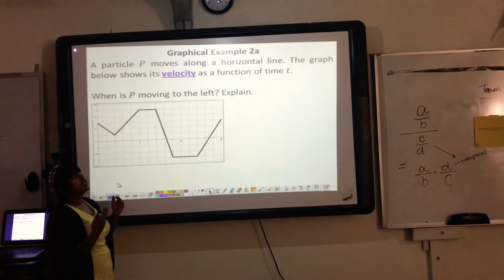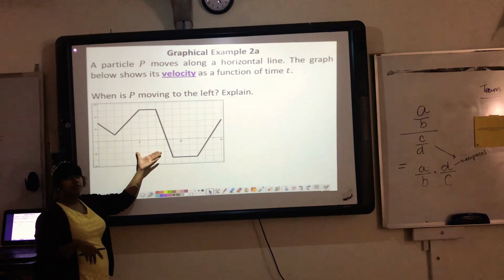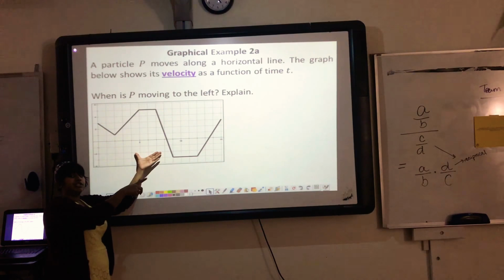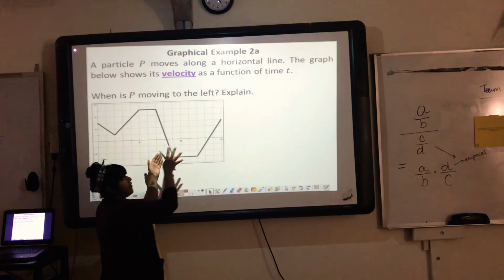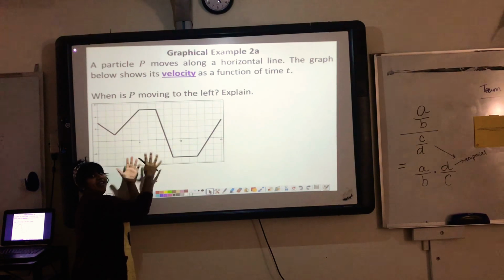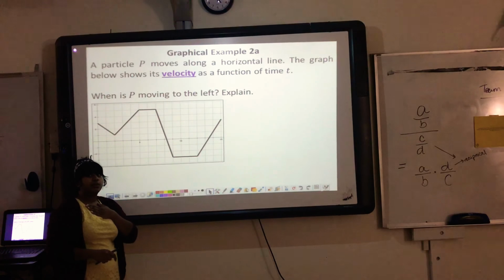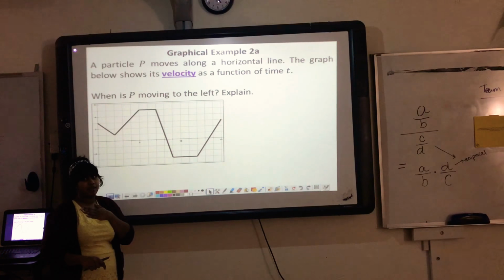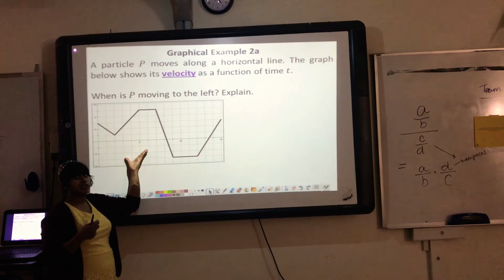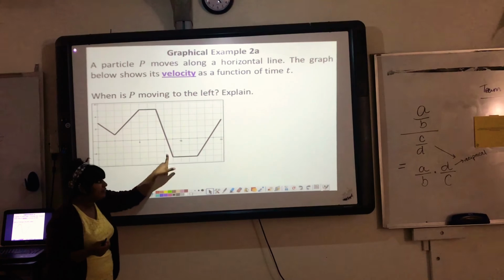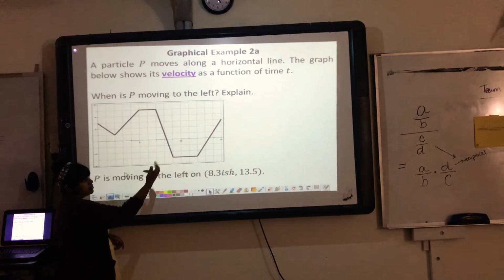Now we're looking at the graph of velocity. So if I'm looking at the graph of velocity, I'm basically looking at the graph of f prime. So I know that for any position questions, I'm thinking about f. Any acceleration questions, I'm thinking about f double prime. If I'm looking at velocity questions, I am looking at this graph. So when is P moving to the left? Previously, we looked for the slope being negative. But my slope previously was this graph. So I don't need to look for its slope being negative. I just need to know when the graph itself is negative, which is from about 8.3 to 13.5.